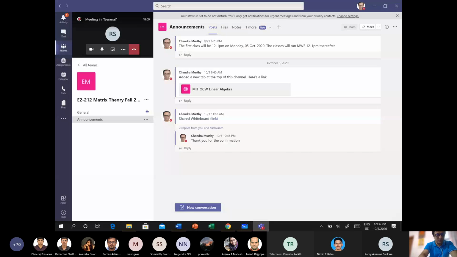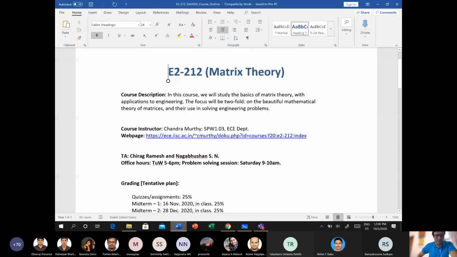Coming back to the course outline. This is E2212 Matrix Theory, and in this course we'll study the basics of matrix theory. I'll also talk about some applications to engineering. This is the course webpage, and typically I'll try to mirror all the announcements that are put up on Teams on the webpage, but just to avoid confusion, all the announcements related to the course will be available on Teams, so that you don't really need to go out of Teams.